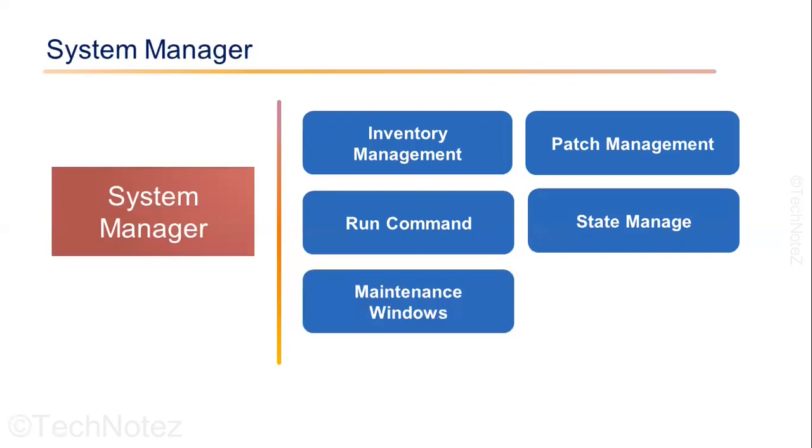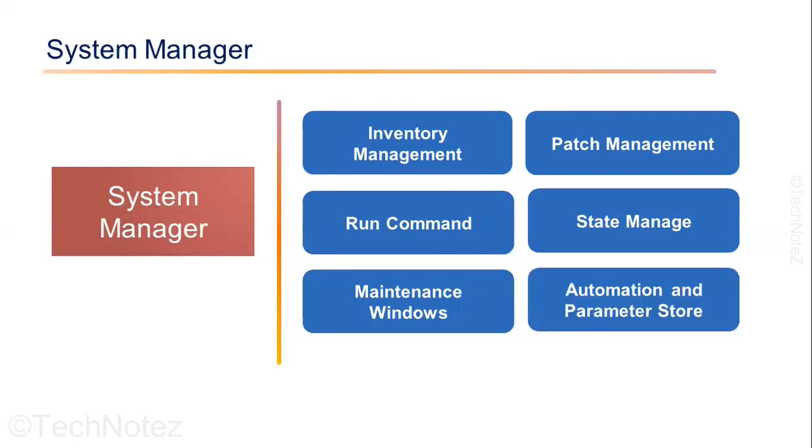Maintenance window enables you to define a window of time for scheduled maintenance tasks such as patching and rebooting the instances. Automation enables you to create and run automation workflows that perform common operational tasks. And parameter store enables you to securely store and manage secrets, configuration data, and other frequently used parameters.